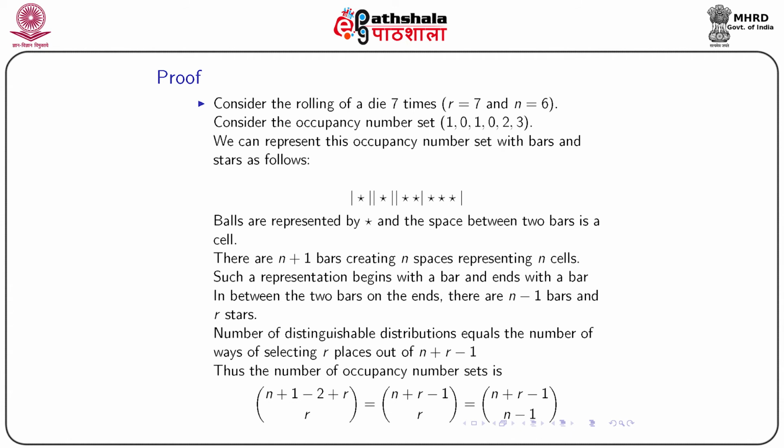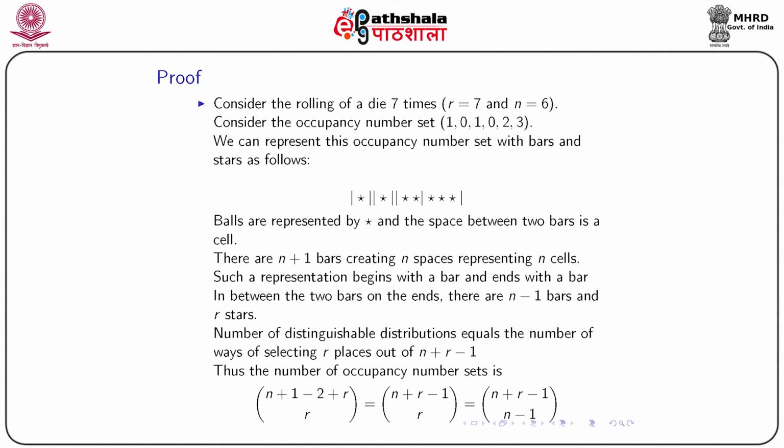Consider the rolling of a die 7 times. We have already discussed this example, r equals 7 and n equals 6. If you consider the occupancy number set 1, 0, 1, 0, 2, 3, we can represent this occupancy number set with bars and stars. Now to have one cell we need 2 bars, so to have 6 cells we need 7 bars. So here I have 7 bars.